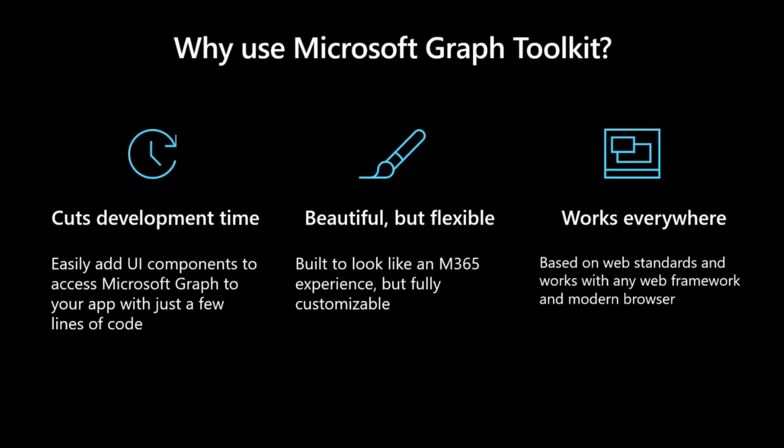But if you want to bring this experience inside your app, you can customize it and make it look really how you need it to be. And finally, it works everywhere. We're based on web standards. So you can use it in the browser. You can use it on a mobile device. We even have providers for Electron, right? Electron is something that allows you to build desktop applications with web technology.